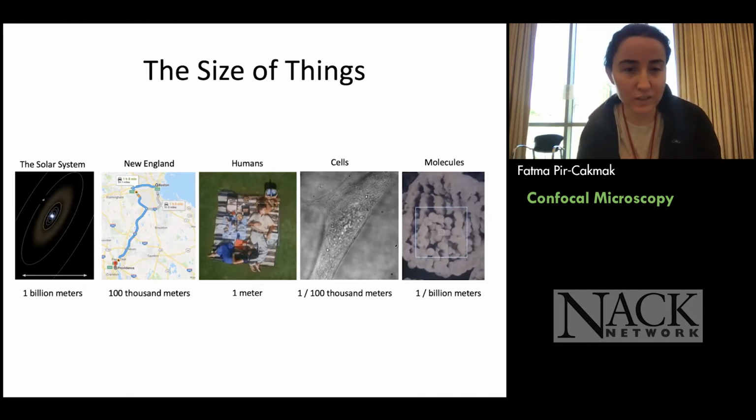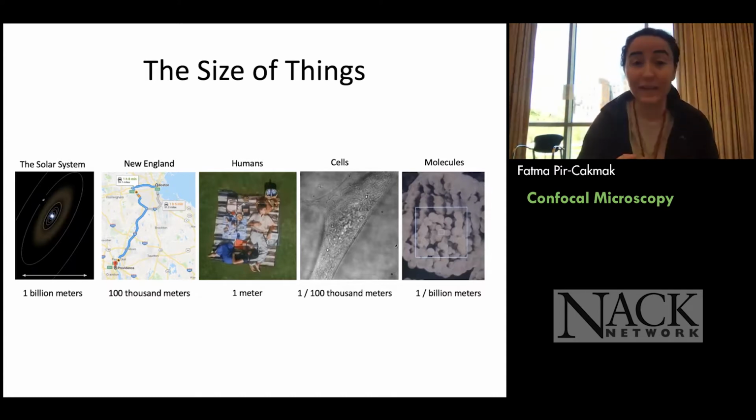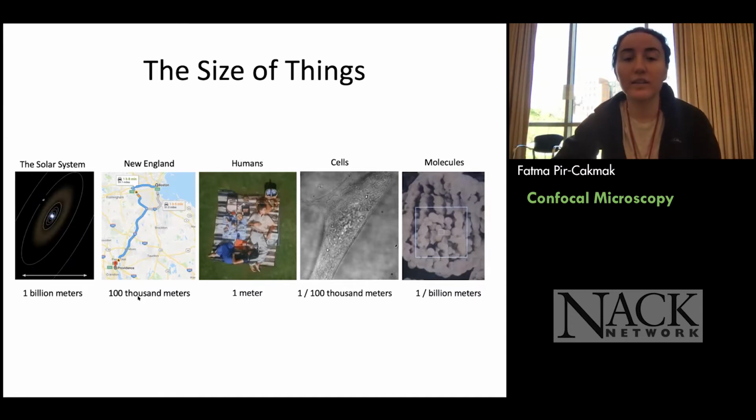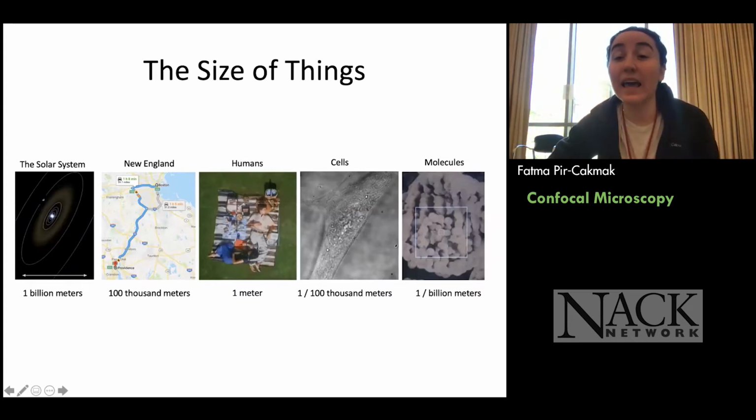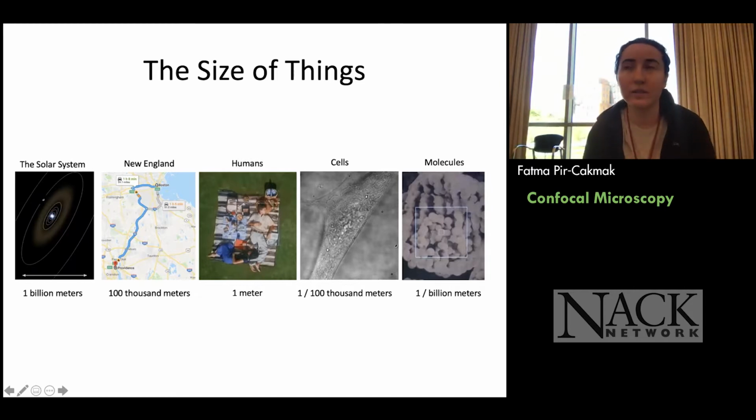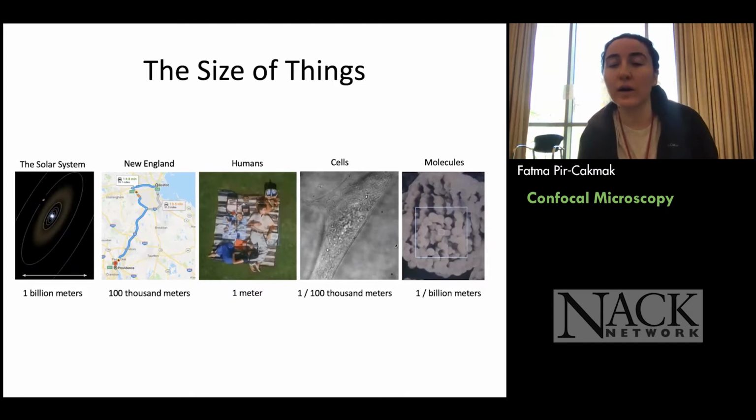If you think of the solar system we are living in, it's like 1 billion meters, such a huge system. If you just think Boston and Providence, it's just like 100,000 kilometers, and still a size that we can gather. And humans are in the range of a couple of meters. And a cell size, according to the cell, it changes, is around 100 micrometers.